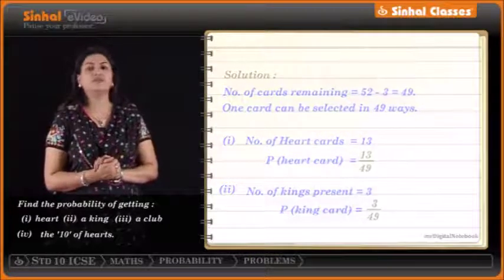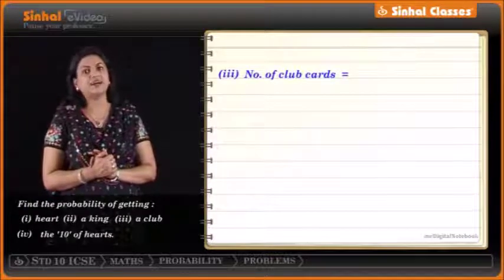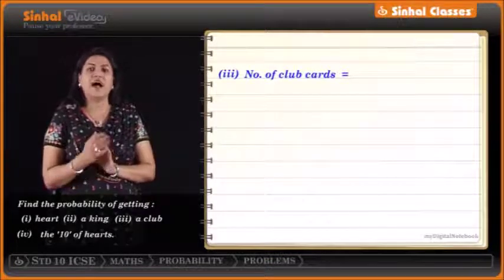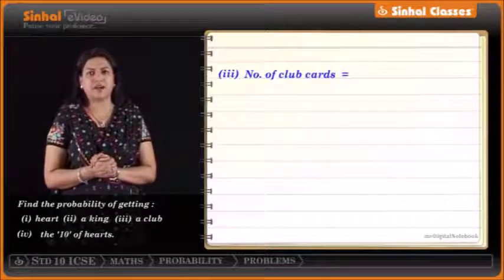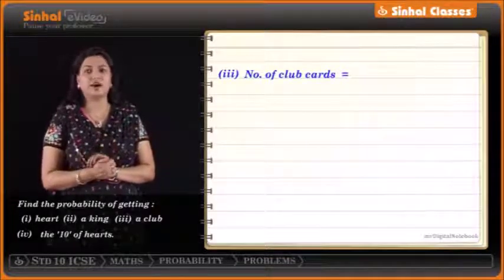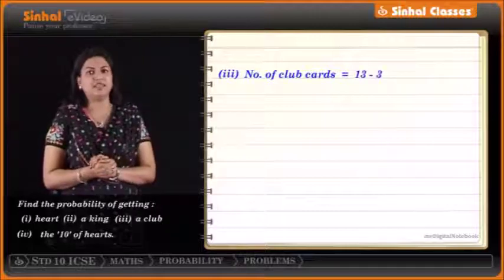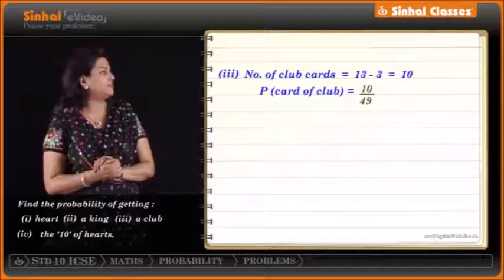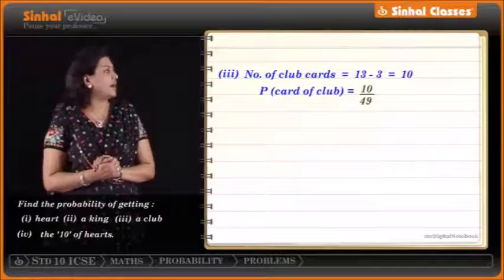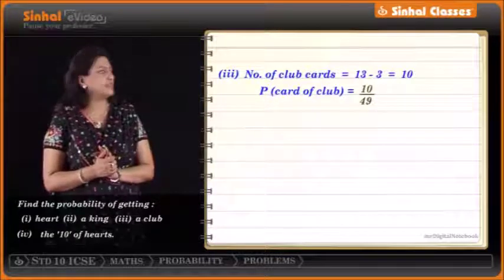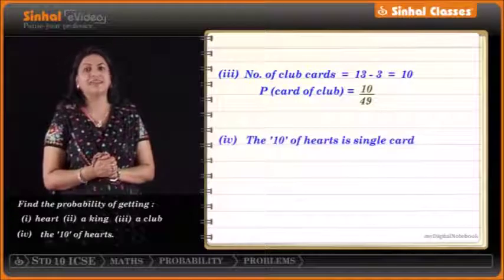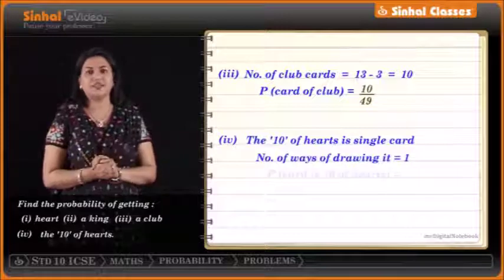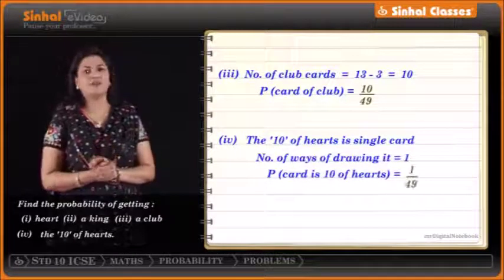Now, in the third part, to find the probability of getting a club. Now, from the club cards, 3 cards have been removed. And we know there are 13 club cards in a pack of 52 cards. So, the number of club cards left are 13 minus 3, that is 10. So, the probability of getting a club card would be 10 upon 49. Now, in the fourth part, to find the probability of getting the 10 of hearts. The 10 of hearts can be obtained only in one way. So, the probability of getting the 10 of hearts is 1 upon 49.